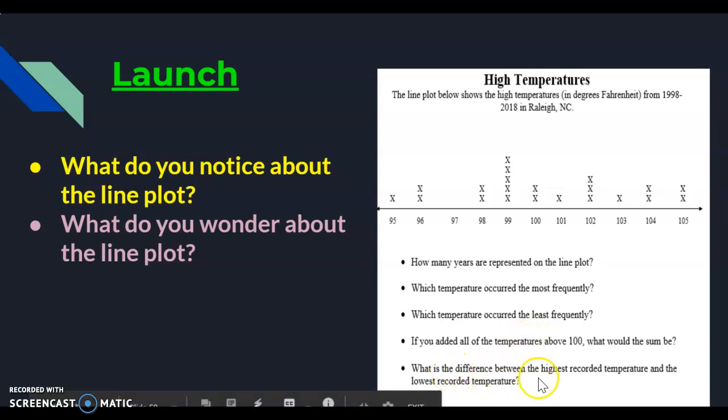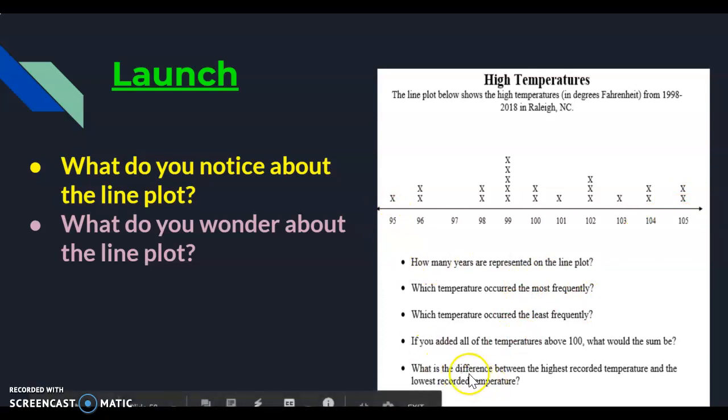Our last question: what is the difference between the highest recorded temperature and the lowest recorded temperature? So the highest recorded temperature is right here, is 105. The lowest recorded is 95.